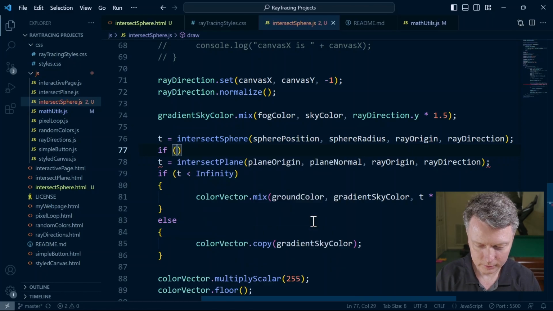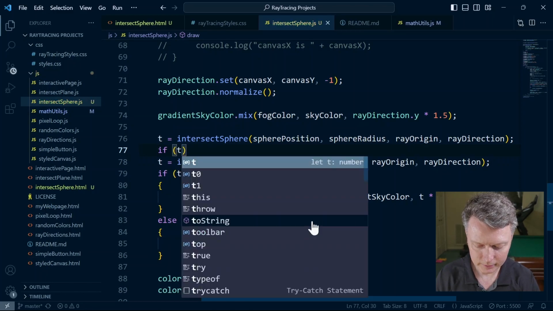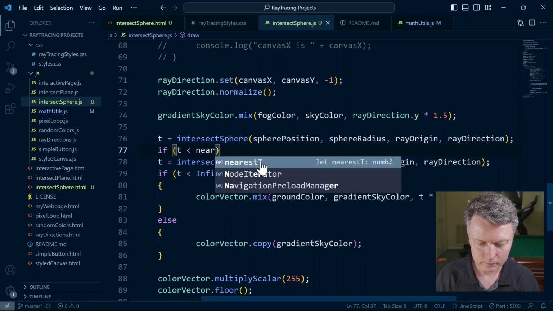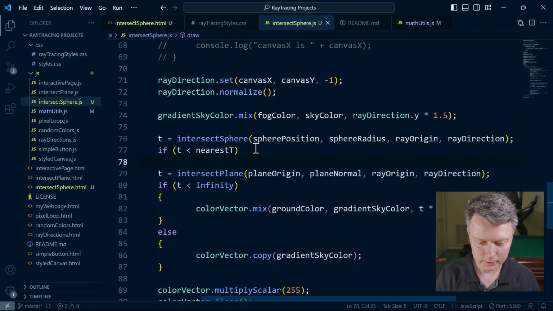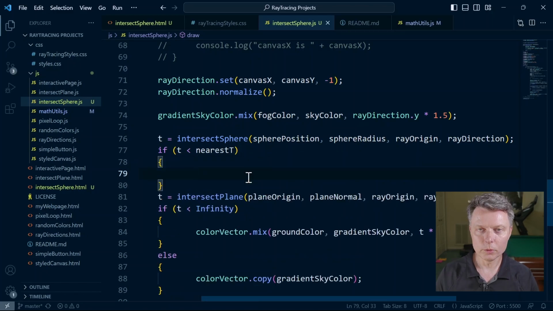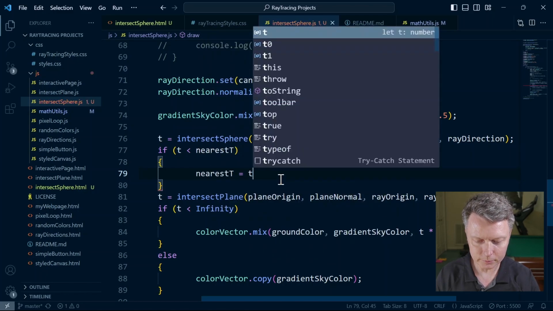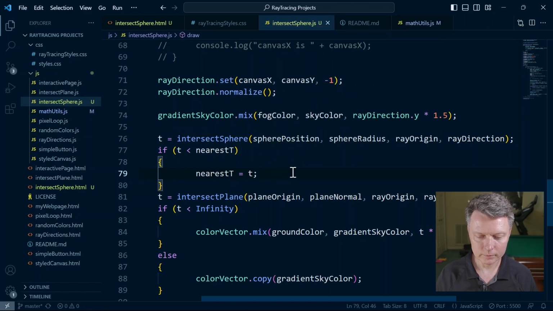If our t value that we got back is less than nearest t, then go on the next line, opening curly brace, and hit enter. So what we need to do first is update the winning t value or the nearest t value. So let's set the nearest t to be the t that we got back from the intersectSphere function, and semicolon.